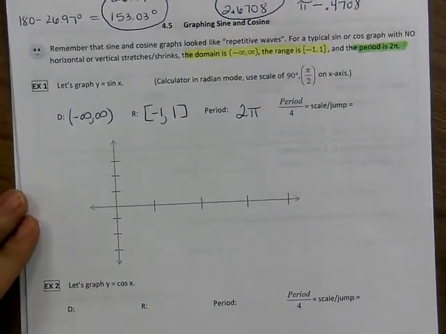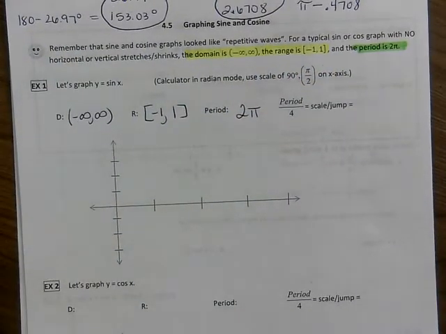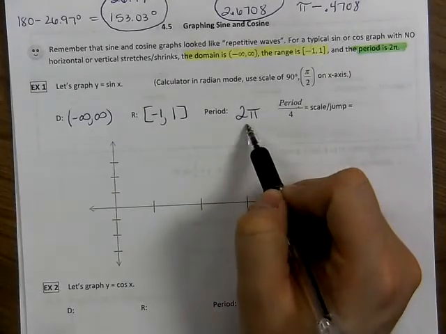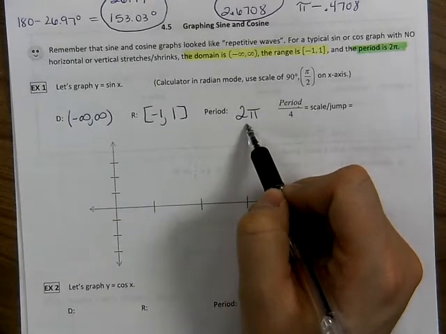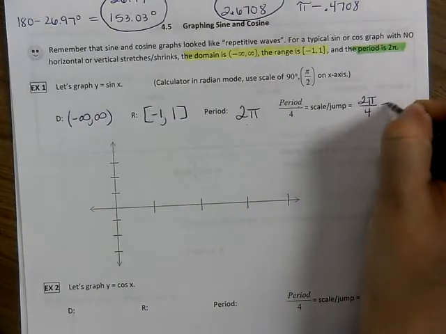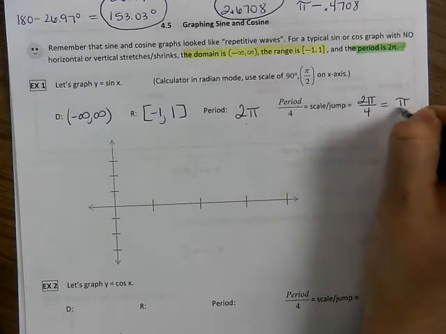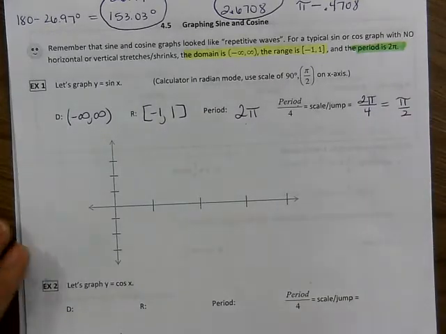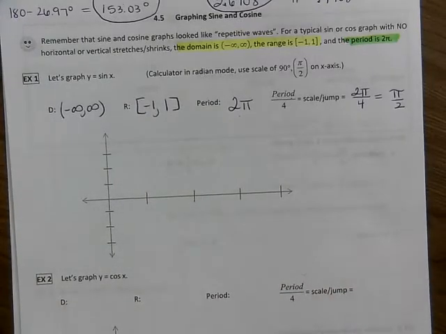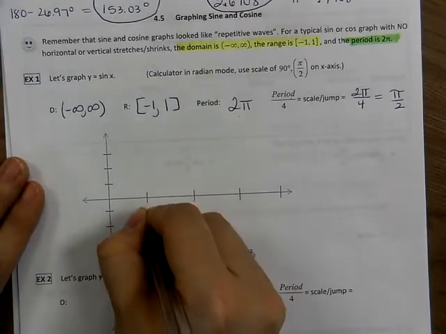Now, we're going to refer to this both as the jump or the scale, okay? When you talk about the jump of the graph or the scale of the graph, in order to figure it out, all you have to do is take the period, which in this case for the parent function is 2 pi, and divide it by 4. So we take 2 pi, divide it by 4, and that gives us pi over 2. So on our x-axis, our theta axis, we're now going to count by pi over 2. Sound good?